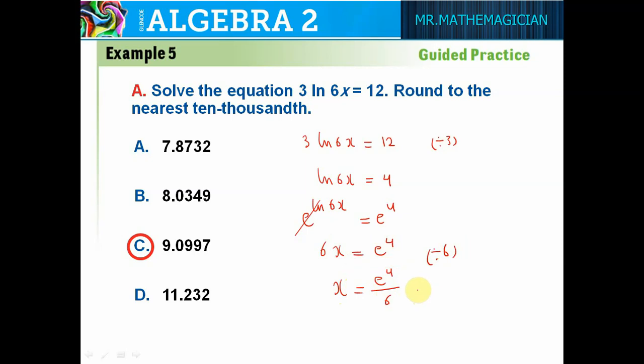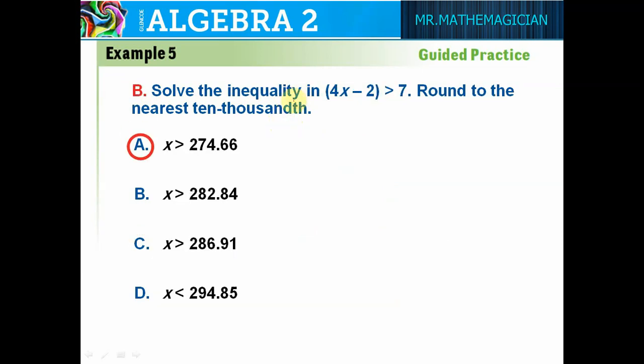And we can use calculator to find this one, and you will find it 9.0997. So C is the accurate answer. Also try to solve this one. Pause the video and try to choose the accurate answer, and you will find it A. Let me show you how.